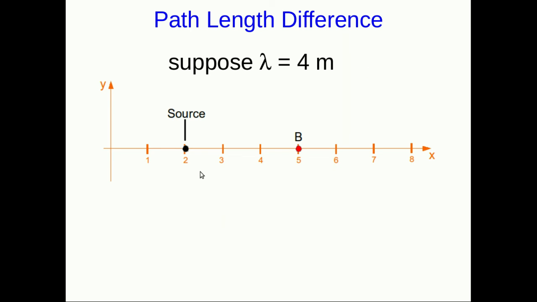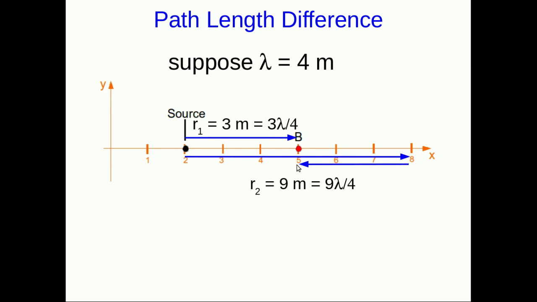So now let's look at a different point on the same system. Now our direct path is 3 meters, which happens to be 3 lambda over 4, 3/4 of the wavelength. The reflected path is now 9 meters, which is 9 lambda over 4, 9/4 lambda. And so our path length difference is 9/4 minus 3/4, that is 6/4 or 1.5, 3/2 lambda.